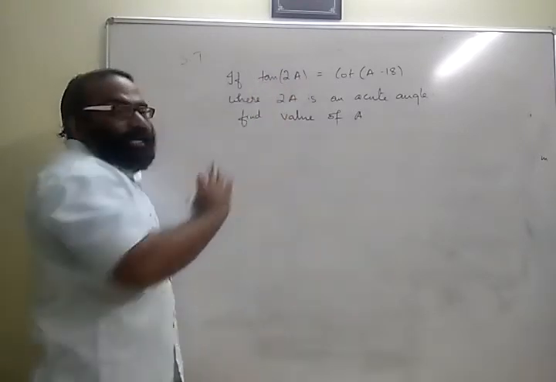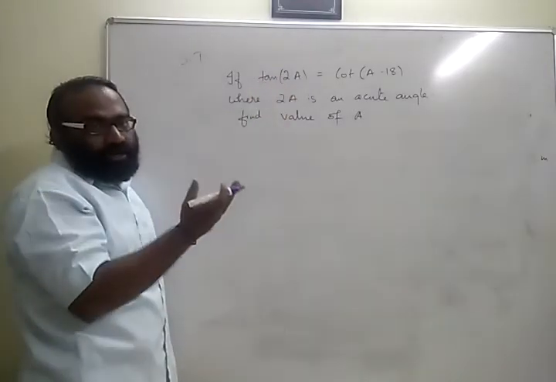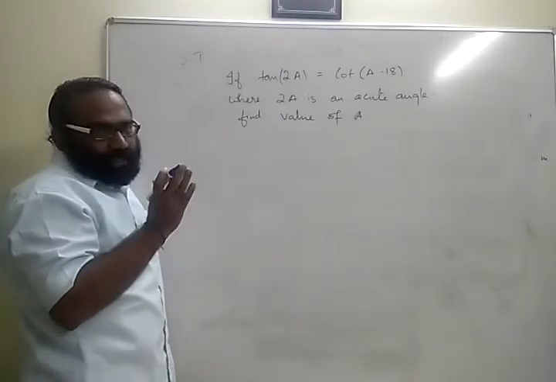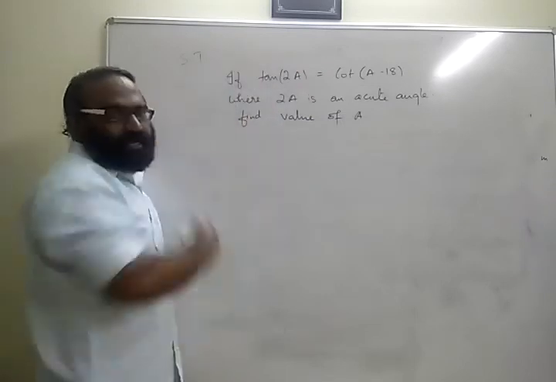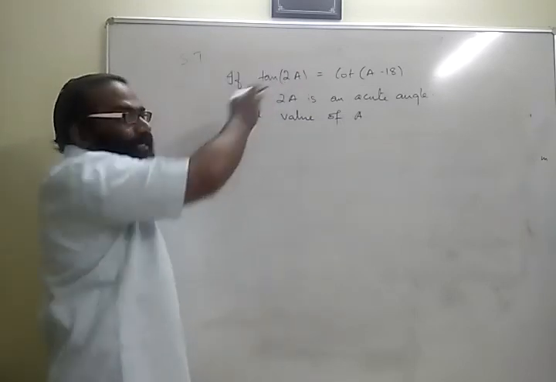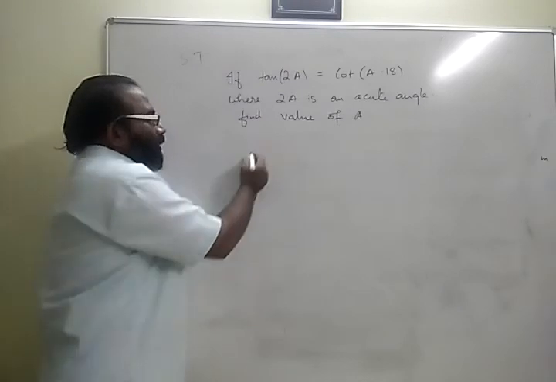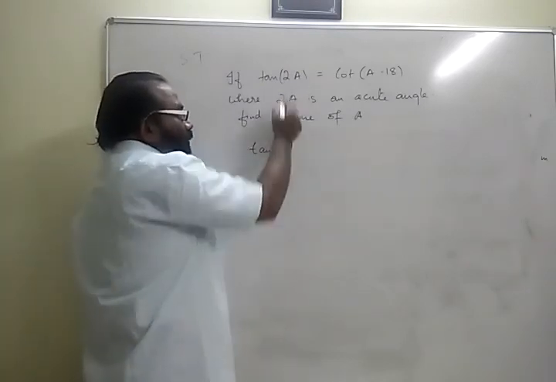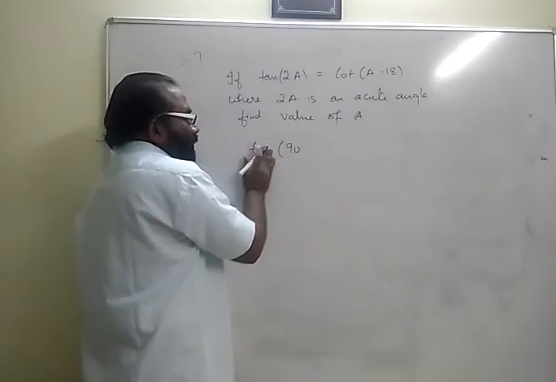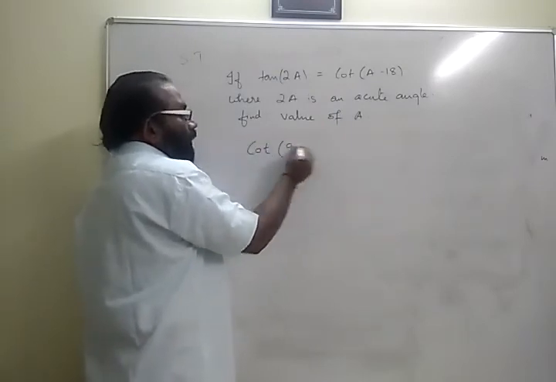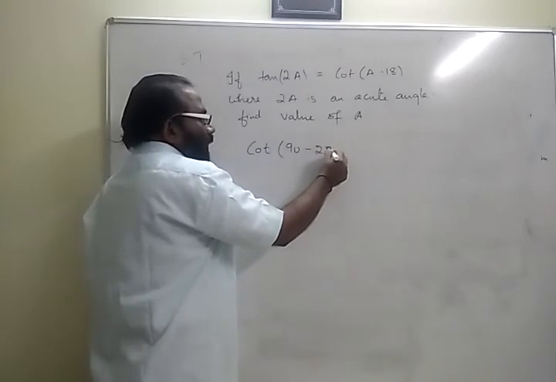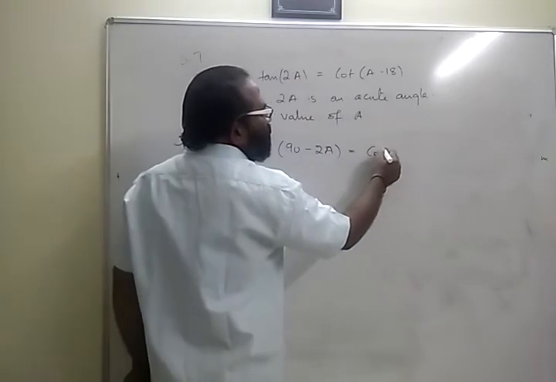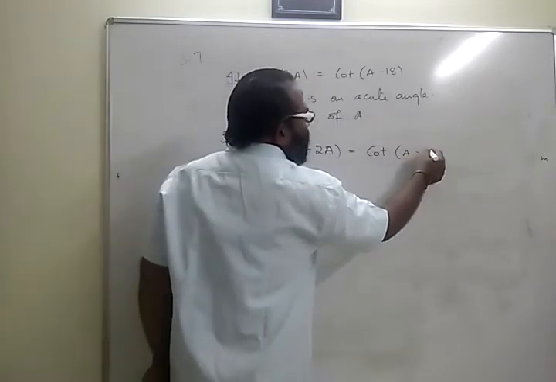So in such cases where I have a tan and a cot, the first thing to do is make both sides in terms of the same ratio. So if it is a tan, let's make it as cot. And we know tan theta is equal to cot 90 minus theta. So I can write tan 2a as cot 90 minus 2a. Tan 2a is equal to cot 90 minus 2a. This is equal to cot a minus 18.